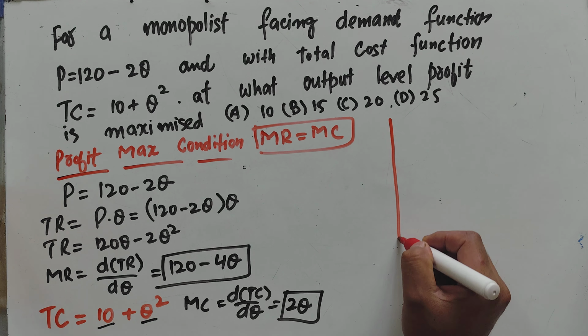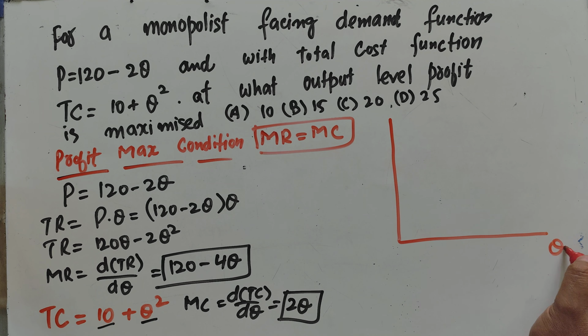Let me draw a graph to make things clear. We have output on the horizontal axis, price on the vertical axis. We are given this inverse demand function. We also call this the average revenue function, the AR curve. So it will look like this, with 120 as the intercept here. This is our average revenue function or demand function.